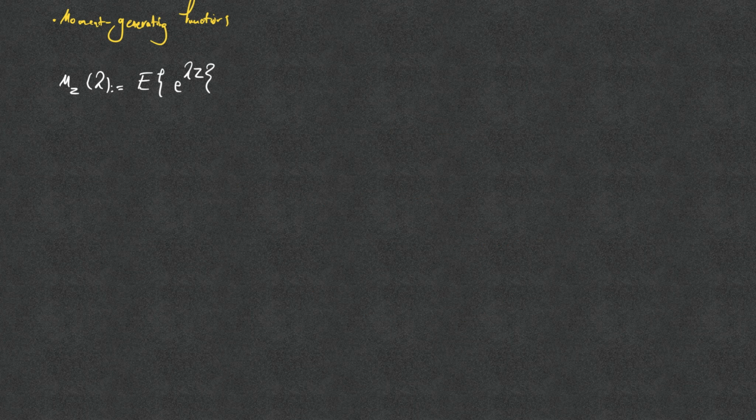Now we want to talk a little bit about moment generating functions. A moment generating function for z with input lambda is going to be the expectation of e to the power of lambda z. And this can help us with defining sharper and better bounds.